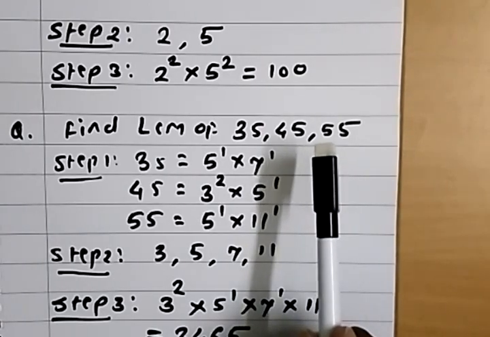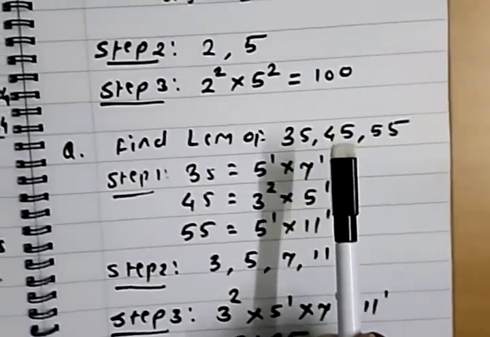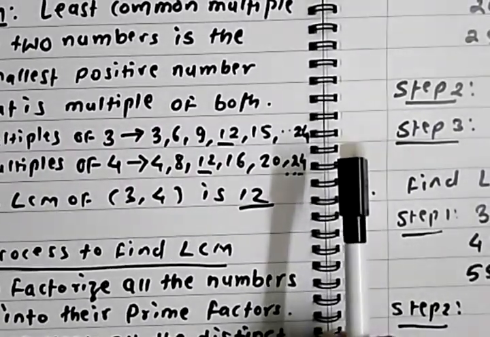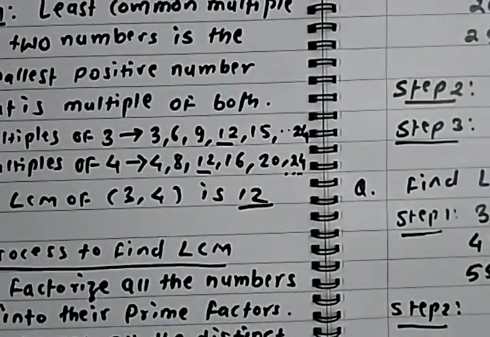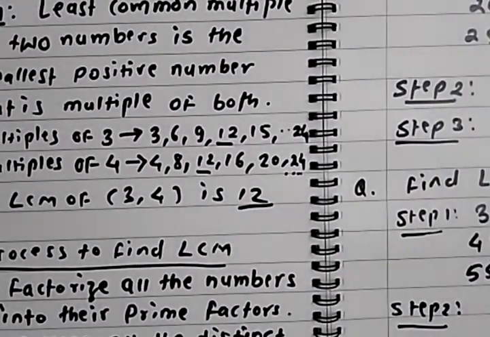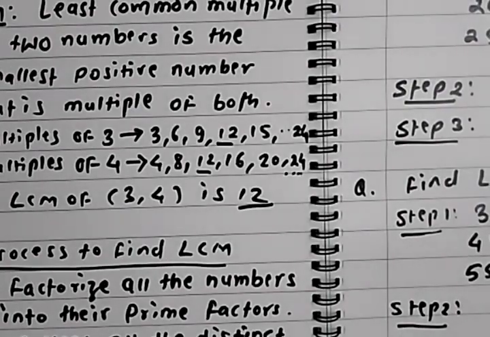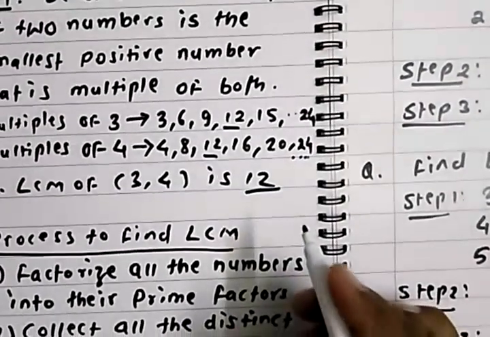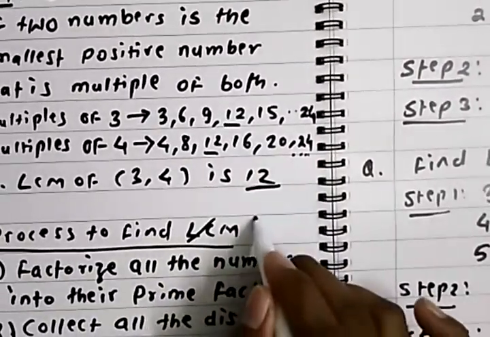So now let's talk about HCF. HCF is the highest common factor of two numbers. So the highest number which divides both of the given numbers is called HCF. Now, the process to find HCF is like this. Process to find HCF.